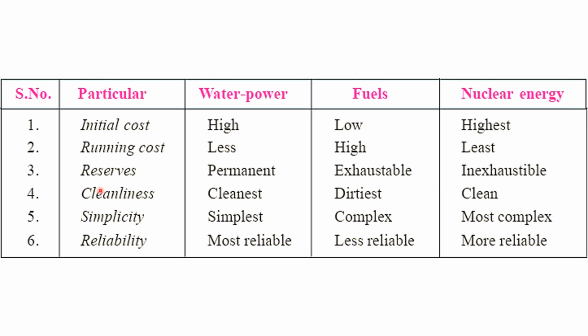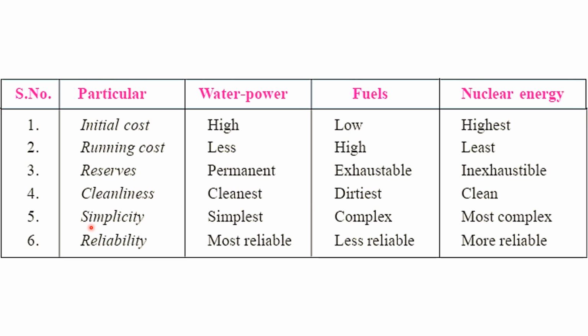So then we come to the parameter of cleanliness. So if we talk about cleanliness, the water power is the cleanest form of energy. Fossil fuels are the dirtiest form of energy because they produce a lot of pollution. Nuclear energy is clean, but because of nuclear waste disposal, it is not the cleanest form of energy.